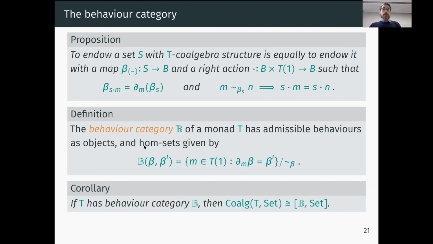And what are the Hom sets? Well, the Hom set from beta to beta prime is all the unary operations such that this thing here applied to beta gives me beta prime, but quotiented out by this equivalence relation of beta equivalence. And so now what we can say is that if T has a behavior category B, then the category of T coalgebras in Set is isomorphic to this presheaf category, B-Set.